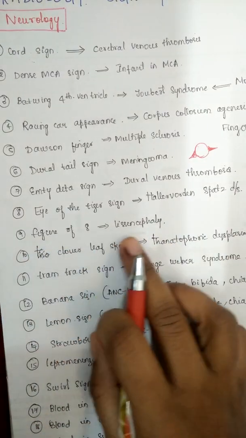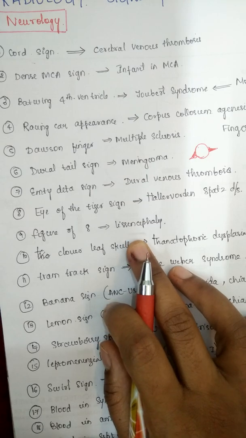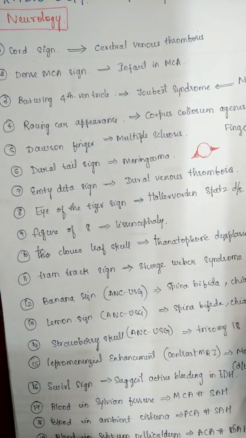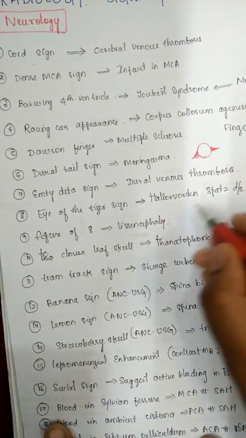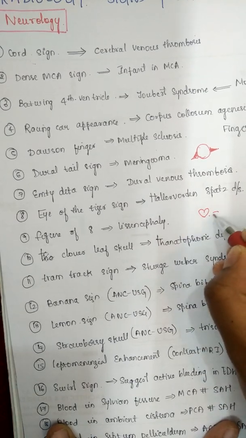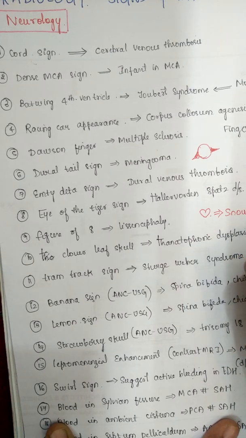Next is figure of 8 appearance in Lesions-Cephali. You should also remember that another figure of 8 appearance comes in the heart, that is the snowman appearance, also known as snowman appearance.